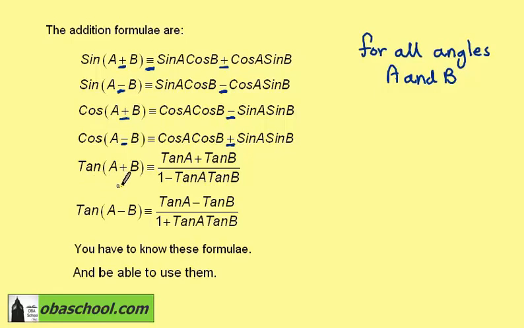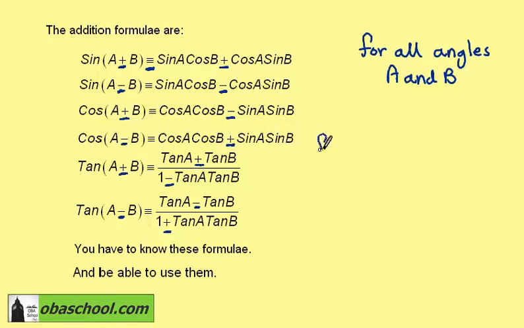Then we have the tangent formulae. Tan of A plus B is tan A plus tan B divided by 1 minus tan A times tan B. And the tangent of A minus B is identical to the tan of A minus the tan of B over 1 plus tan A tan B. Note here, where there's a plus, the plus is on the top and a minus on the bottom, and a minus means a minus on the top and a plus on the bottom. You need to know these formulae and you need to be able to use them.